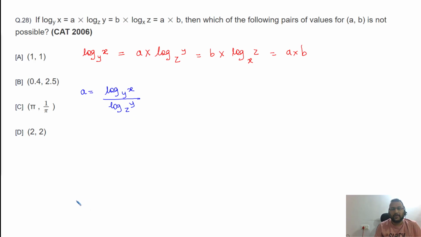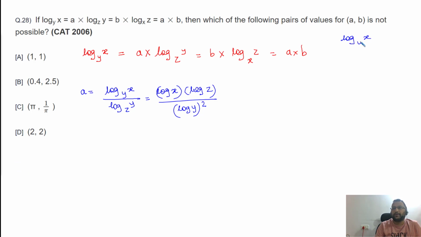Then if we solve this further, what we will get over here is log of x multiplied by log of z divided by log of y bracket square. So which property did we use over here? The property is log of x to the base y is equal to log of x divided by log of y.